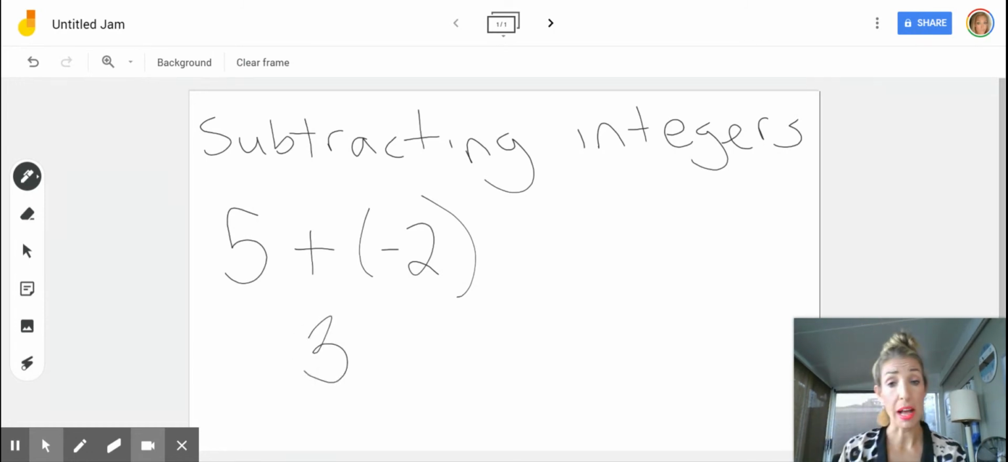Now, is that 3 positive or is that 3 negative? Positive. Why? Because we had more positives to begin with. 5 was the higher absolute value. So the answer to 5 plus -2 is 3.